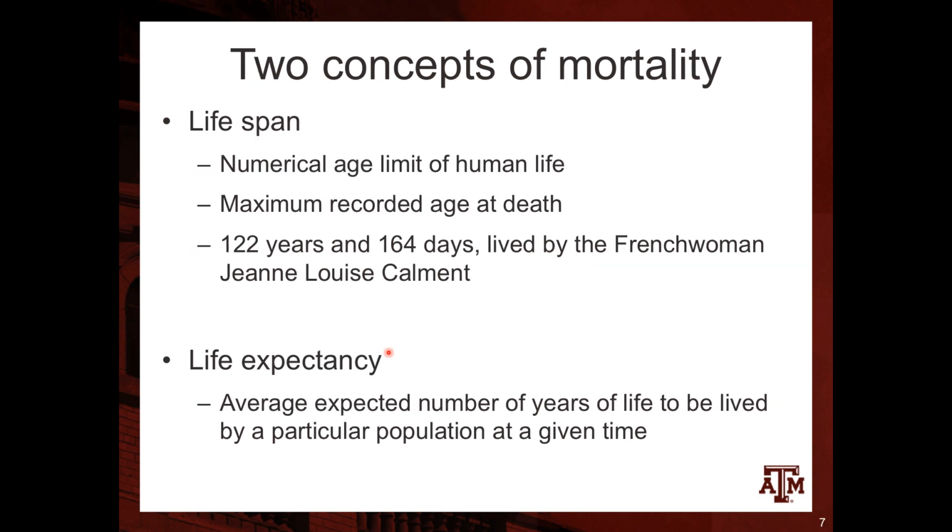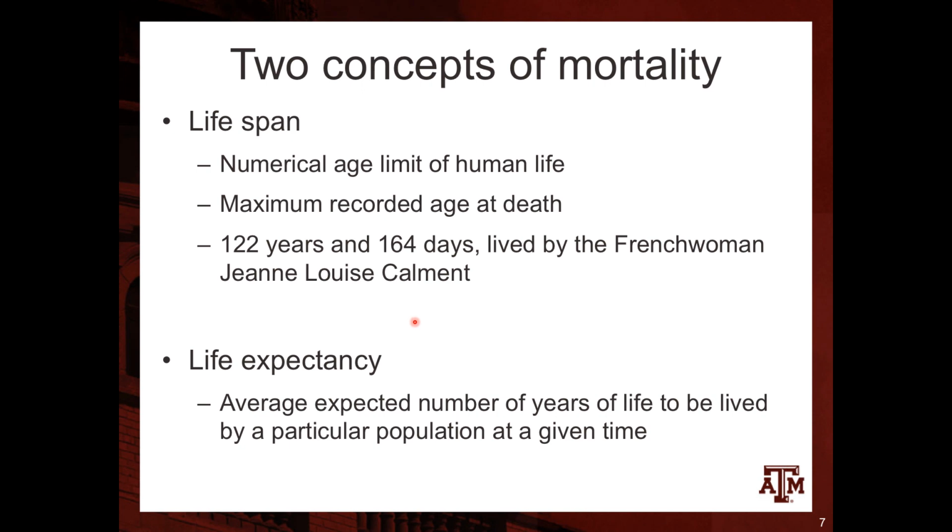So mortality refers to the relative frequency of death in a population. And basically, we have two concepts of mortality: lifespan and life expectancy. Lifespan is pretty much the numerical age limit of human life. What's the maximum recorded age at death that a human being has ever lived? So this French woman is considered to be the one that lived the most years, 122 years and 164 days. There is some controversy about that, with some recent articles questioning whether she lived that amount of time, but it gives us an idea of the biological limit of human life.